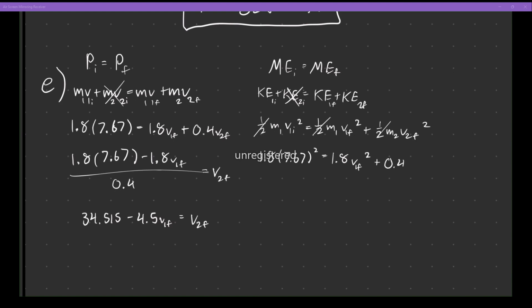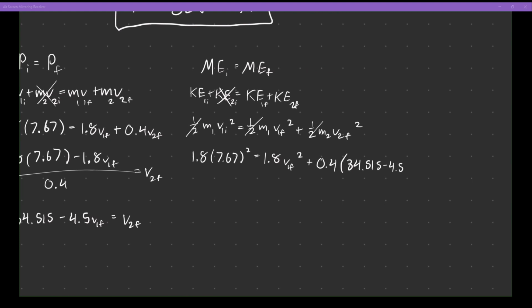M2 is 0.4, and now for v2f, we know from before that this is 34.515 minus 4.5 v1f. Square that. So now I'm going to simplify all these parts over here. So then I get that this is 105.89 here. This stays 1.8 v1f squared.